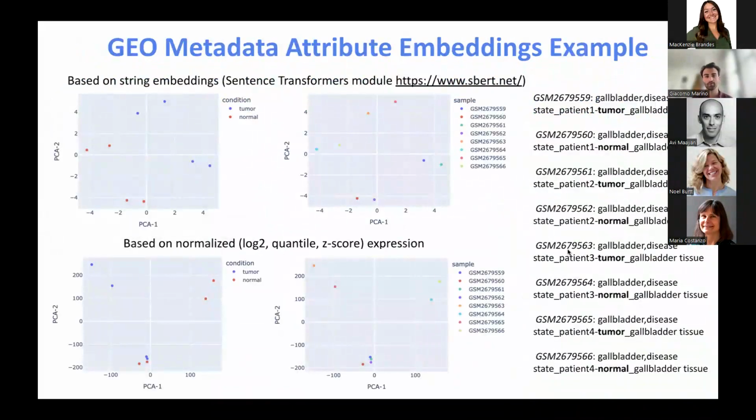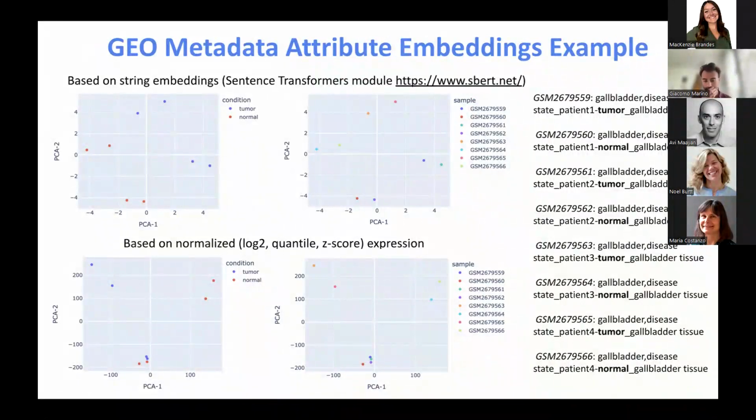So this is an example of this metadata attribute embedding that I was speaking of. So on the top row here, we have the metadata string embeddings as a PCA for the study that was looking at gallbladder tumor and normal tissue from 4 different patients. We can see in the top, we achieve a pretty nice separation of the tumor and normal. And what's differentiating them here really is just the patient number that we see in this metadata.